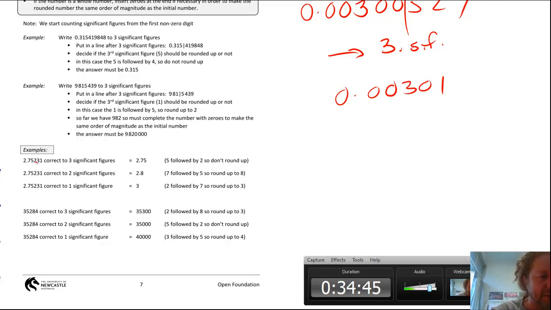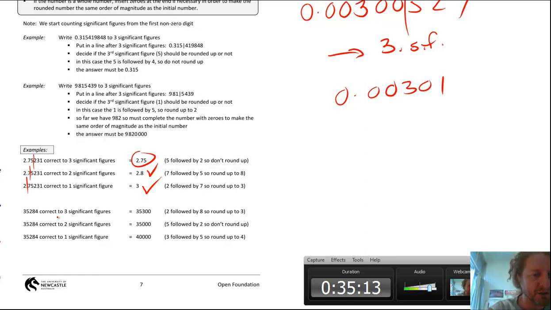Okay? Just 3 significant figures was, okay, 2.75 followed by a 2, so leave it alone. 2 significant figures. 2.7 are my first 2 significant figures followed by a 5, so do take it up to 2.8. And 1 significant figure, well, that's only going to be one number. I've got to represent this with one number. So I put my line here. And I say, well, what's it followed by? It's followed by 7, so I round up. So yeah, it's a 3.